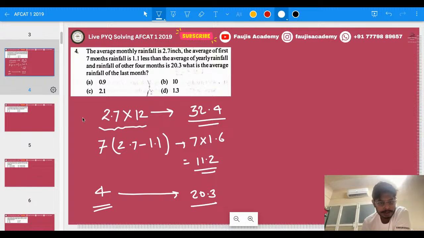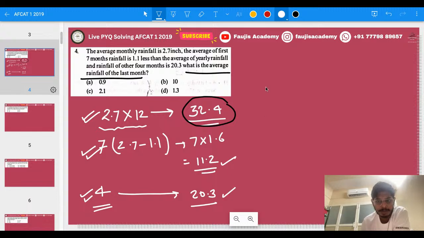Over here this is the total of 12 months, this is the total of 7 months, and this is the total of 4 months. So 7 plus 4 is 11 months only. They've asked for the rainfall of the last month. We will add these two values, 11.2 plus 20.3, which is 31.5, and subtract it from 32.4. If you reduce it, what will we get as the answer? Question number 4, we will get 0.9 as the answer, guys.